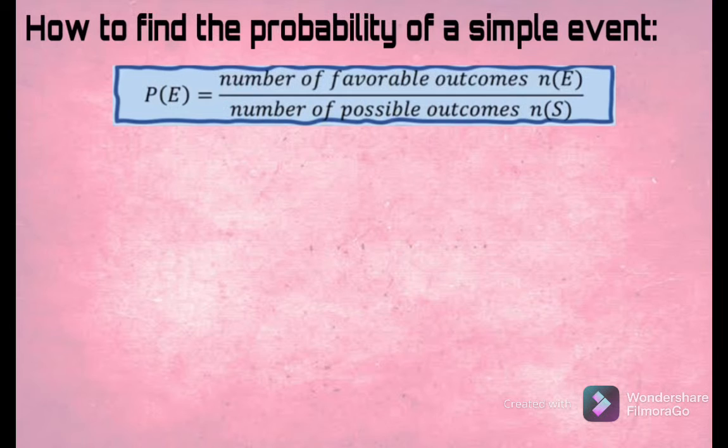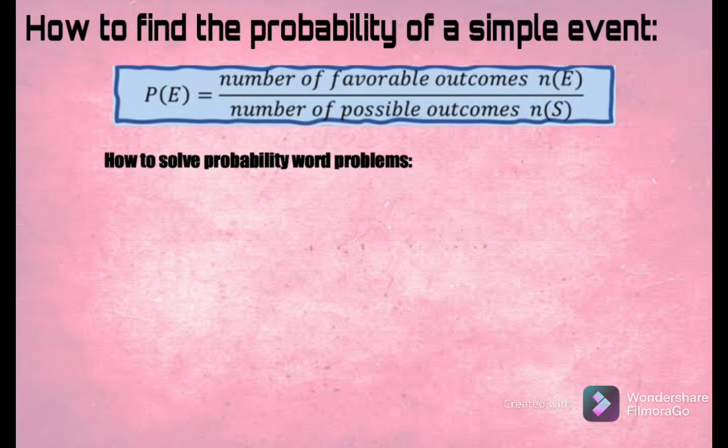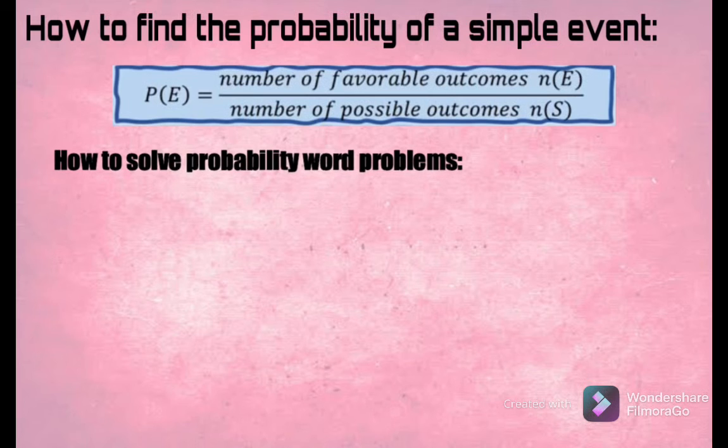How to find the probability of a simple event? We will be using the given formula, P(E). P means probability and E means event. The formula is P(E) equals number of favorable outcomes, or n(E), divided by number of possible outcomes, or n(S).